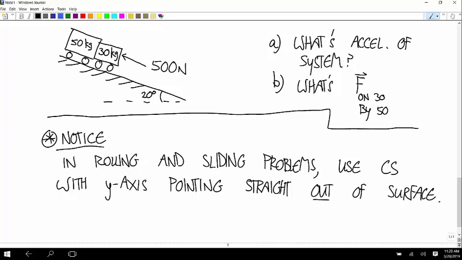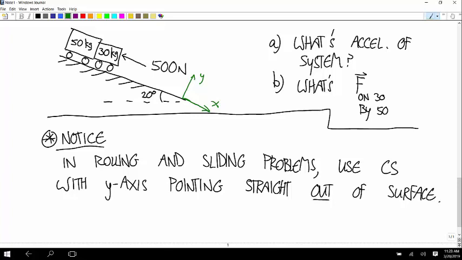Okay, so the coordinate system we're going to use has the y-axis pointing directly perpendicularly out of the surface. That means that the x-axis has to be this way. It's going to make representing most of the vectors that we're dealing with easier. So that's why we do it. It's going to make one of the vectors we're going to deal with harder.